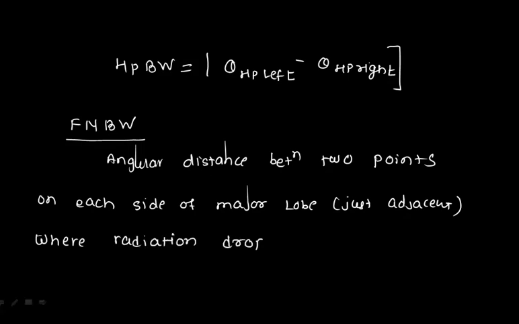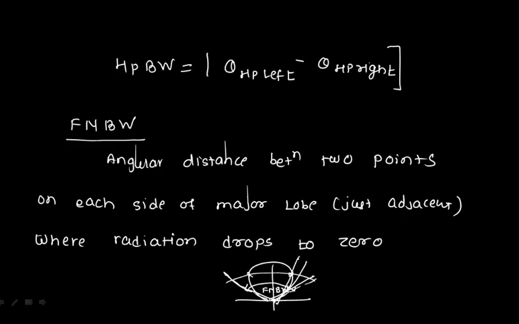If I'm talking about the radiation pattern, if this is the directional pattern, this is the zero. So whatever this separation is, this angle will be called the first null beamwidth. If you have a power plot, where half power drops here and here, these separations will be called the half power beamwidth. So these things we have seen.